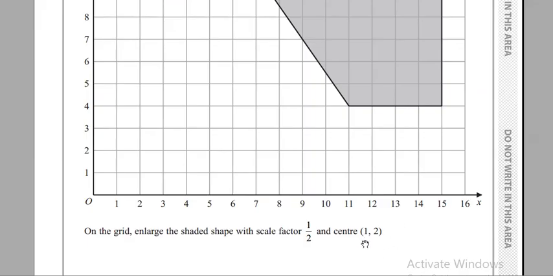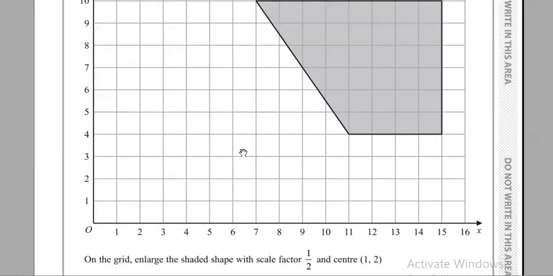Okay, so let's focus on the steps of enlargement. Now, because the scale factor is a fraction, this means the shape will become smaller. Very good. Now, because it's a positive fraction, the shape will not be upside down. Basically, it's going to be smaller, but not upside down. So let's take a look at the steps.